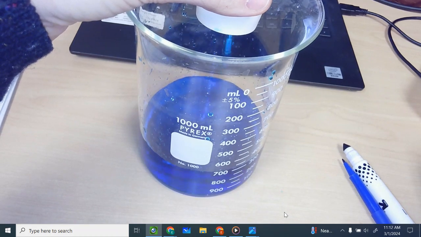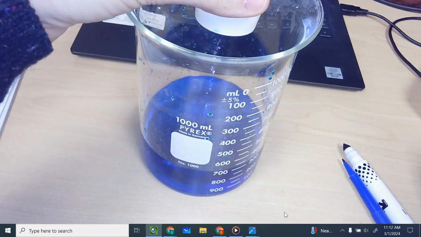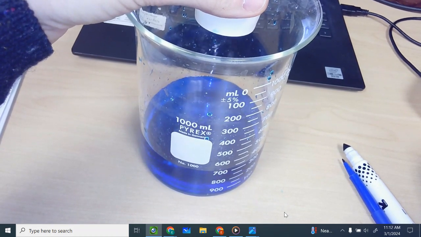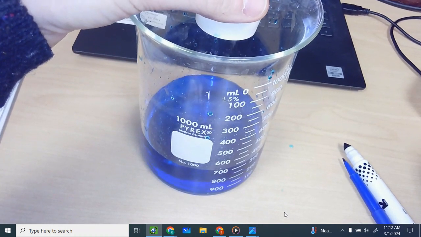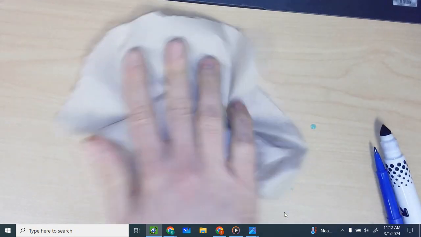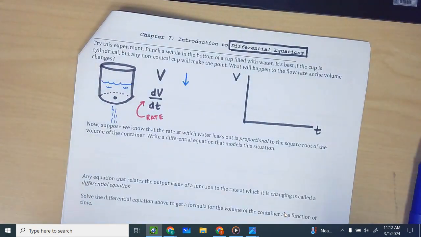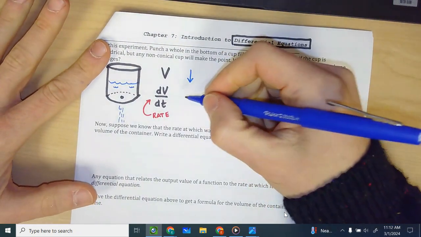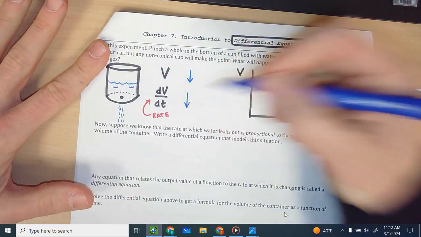Okay, so you can see here at the end, it's just a few slow drops. So as the volume was going down, so was the rate. All right, so what does this mean, that as the volume decreases, the rate also decreases?